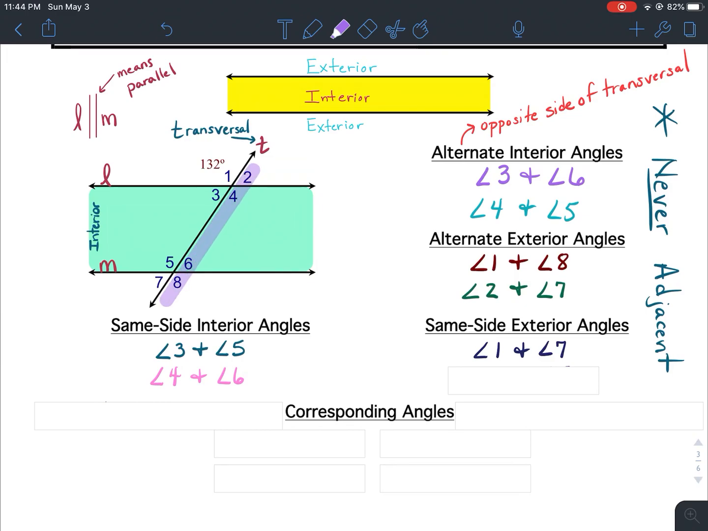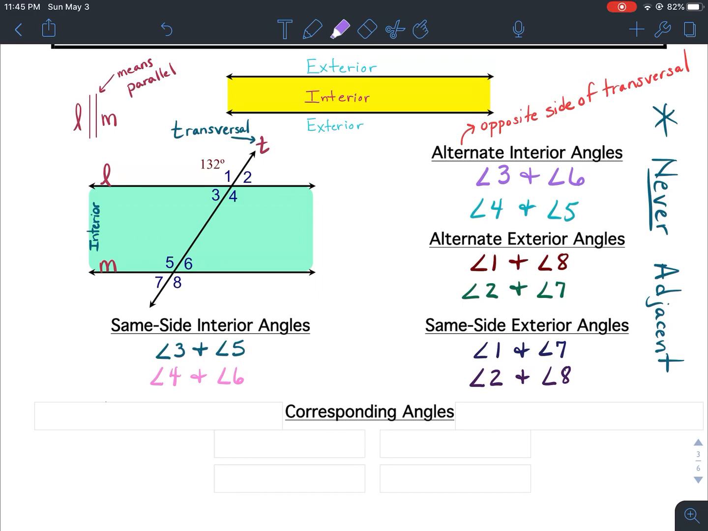These four angles are all on the same side of the transversal, and then the two on the exterior are 2 and 8. So 2 and 8 are same side exterior angles. All right, so alternate interior, alternate exterior, same side interior, same side exterior. Guys, if you take a moment and just think of the names, it tells you what they are.